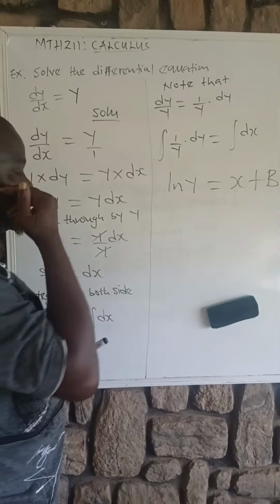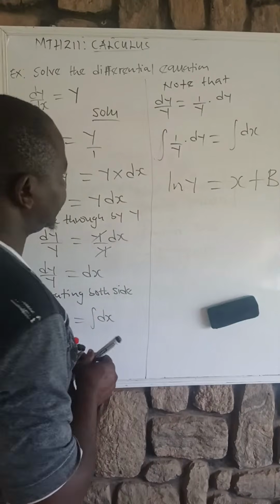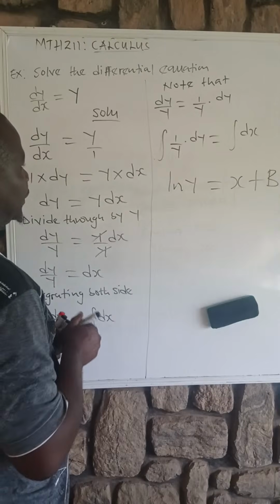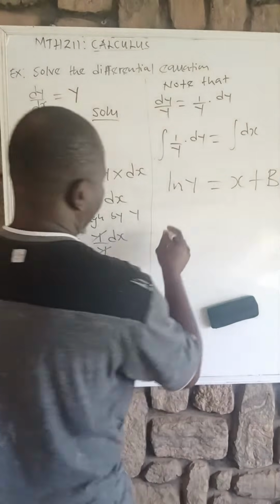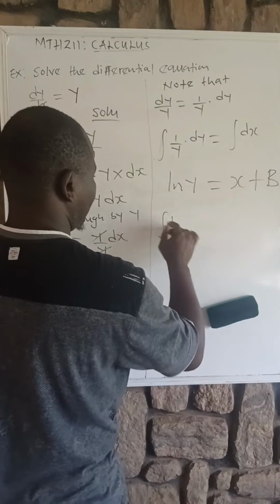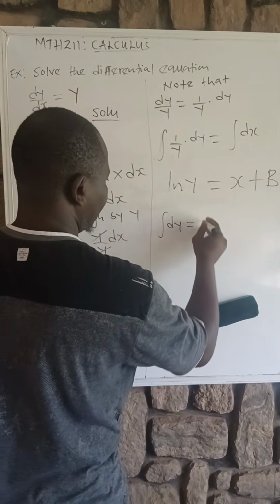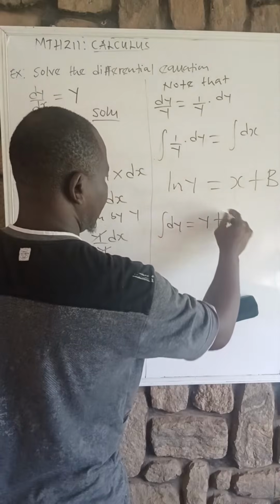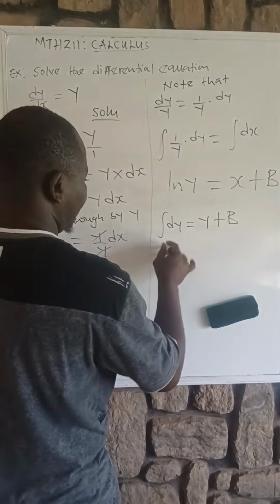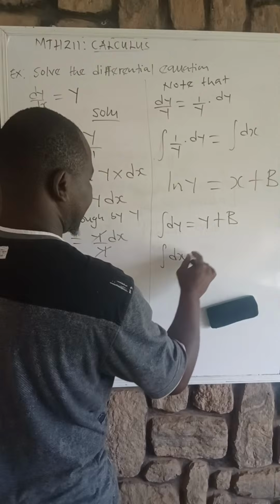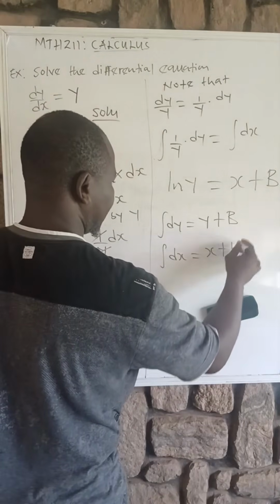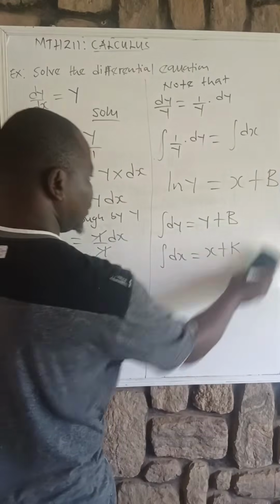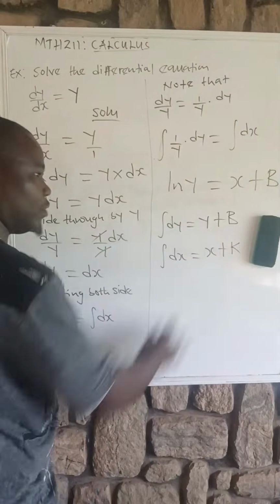Go back to our first class and what we just did before. I said if you integrate the y, it's going to give you y plus any constant. If you integrate the x, you are going to have x plus any constant, k. Take note of this. These things are supposed to be in your head.